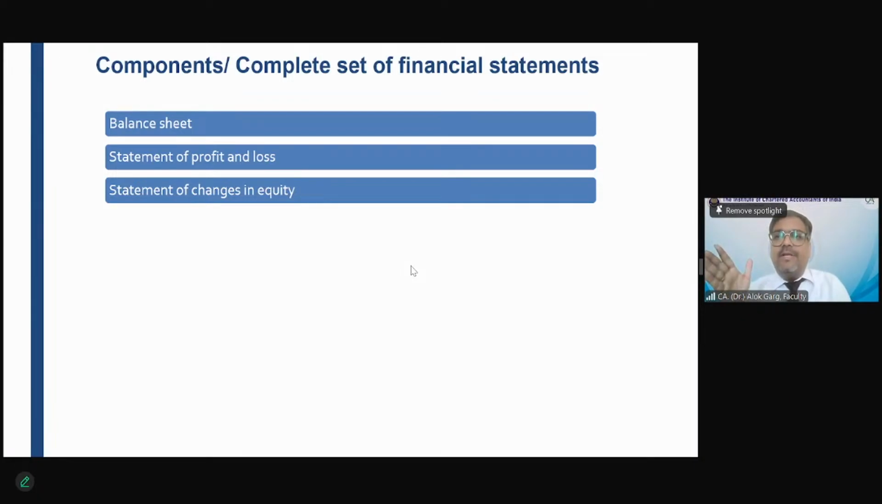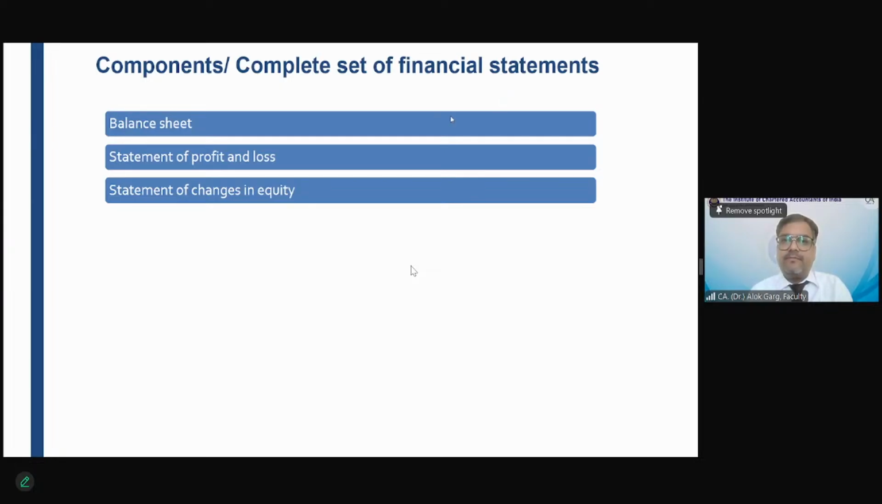So you can refer to the detailed video where the structure of the statement of profit and loss has been defined. It starts with revenue, then expenses, then profit before tax, then tax expense, then profit after tax, then your other comprehensive income, like revaluation surplus on property, plant and equipment. The impact will go to the other comprehensive income. And the total of profit after tax plus other comprehensive income is equal to total comprehensive income.